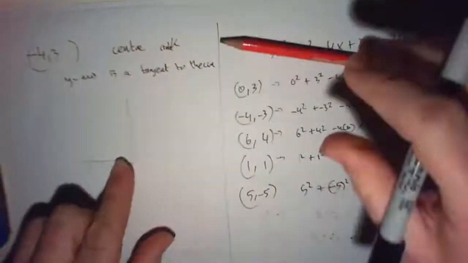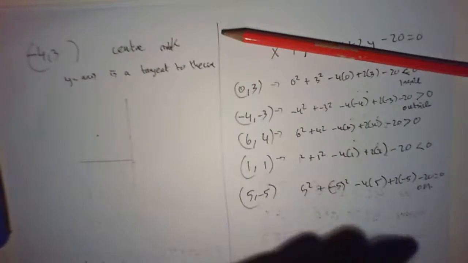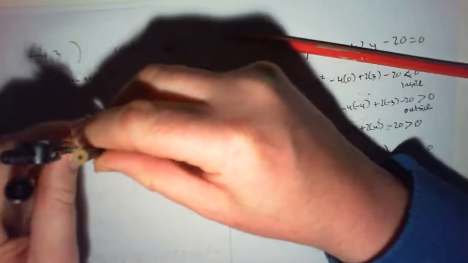So minus 4, 3 is somewhere up here. Okay. And the circle makes a tangent with the y-axis. Sorry, I got that one wrong. Okay. Let's just, yeah.